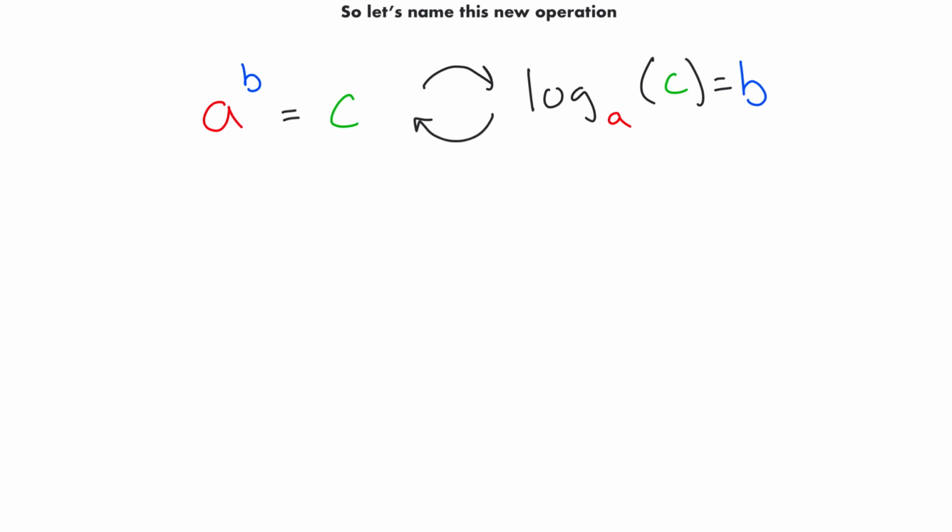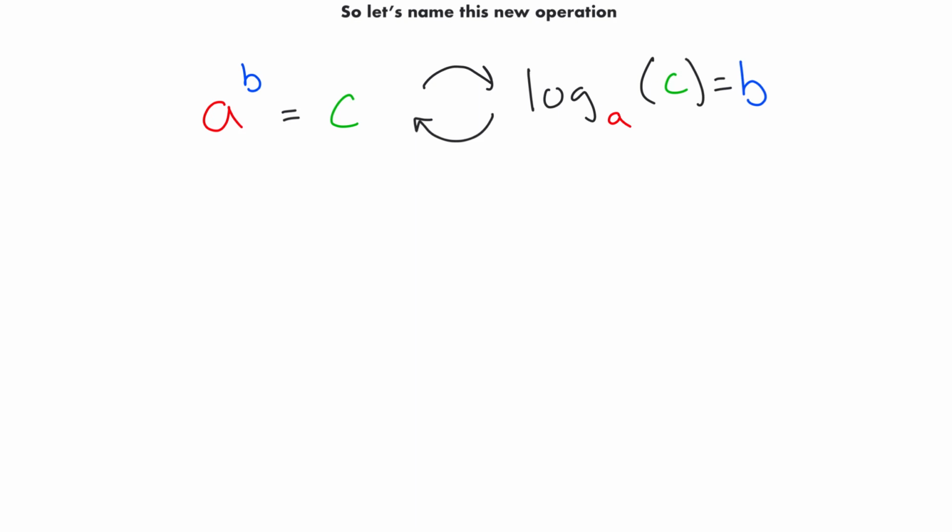These two statements, a to the b power equals c, and the statement log base a of c equals b, they are the same statement. They are exactly the same thing. They're just written in two different formats. The first one is written in exponential form. The second one is written in logarithmic form. They both mean the same thing. They're just different ways of describing the same thing.